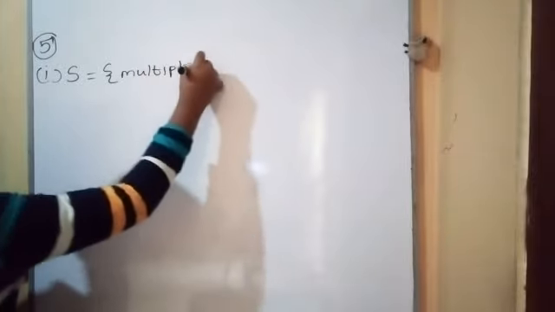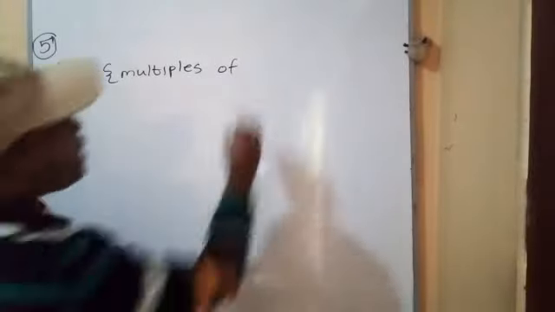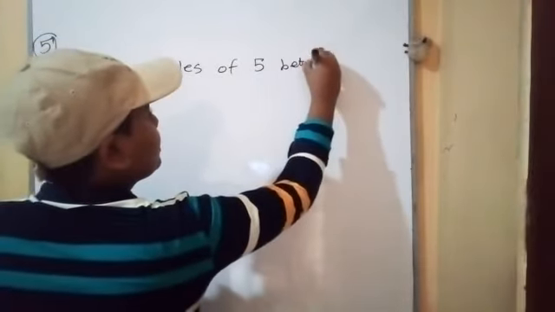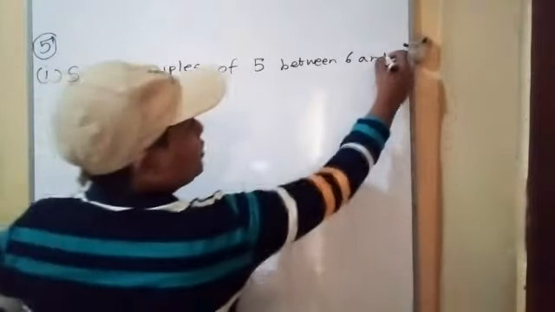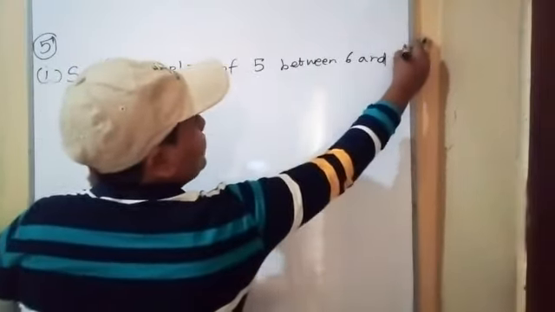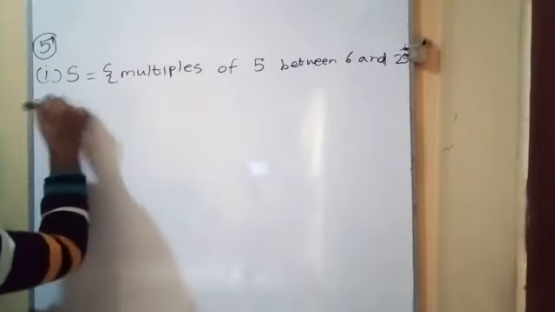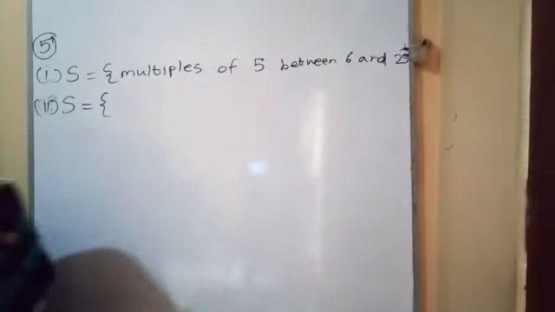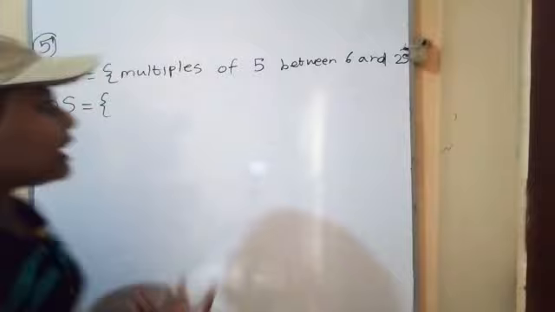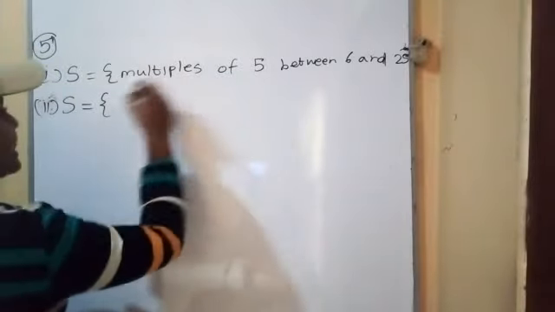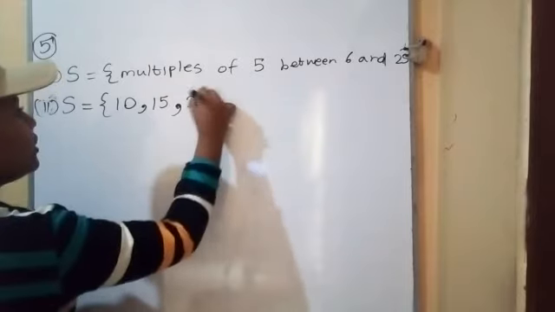Now, by writing down a common property, you can give S and write multiples of 5 between 6 and 25, and keep curly brackets. That is the common property. Now the second one: by writing all the elements of the set within curly brackets. Now what are the elements? Between 6 and 25 means 10, 15, 20 only.